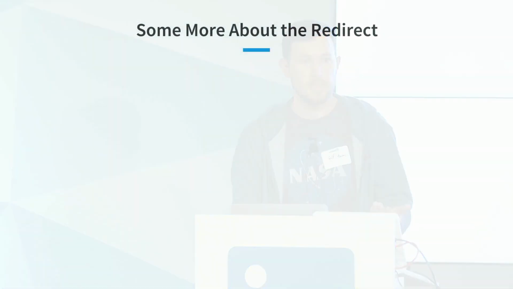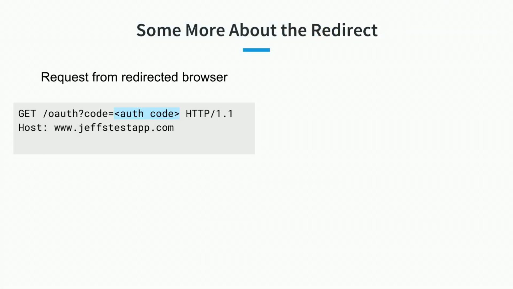So there's a lot of different pieces that are working behind the scenes when you are presented this dialog. After I allow access, what's happening is my browser is going to be redirected, right? So let's talk a little bit more about what that redirect actually is. So I hit allow, the browser's redirected.